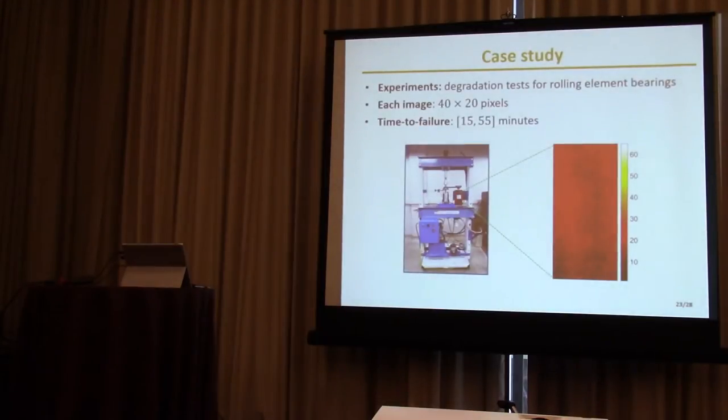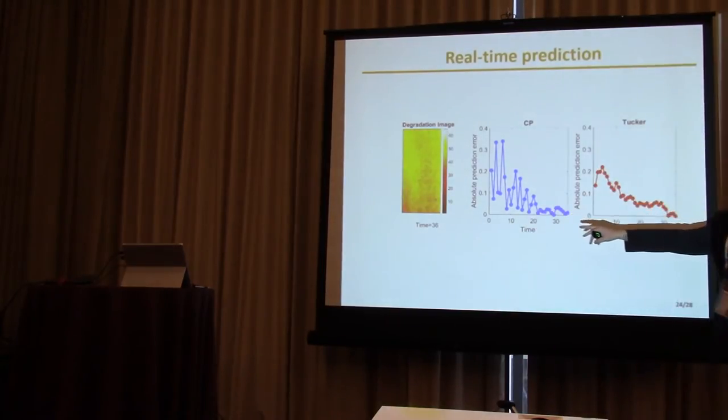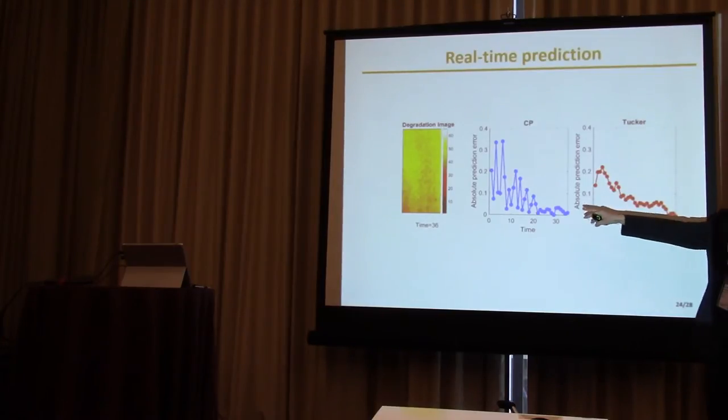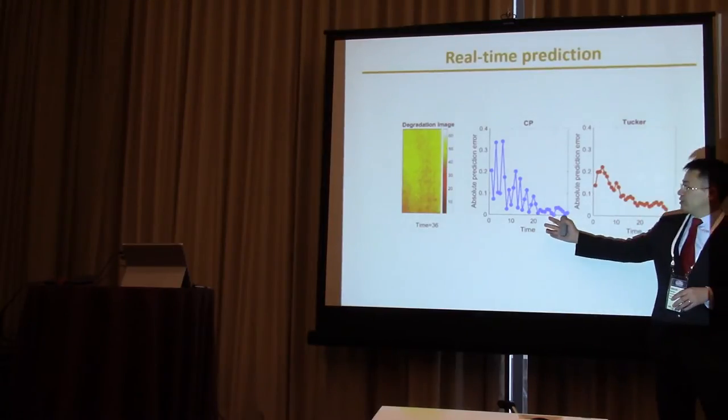And next, we show a case study using the data set from a degradation test of rolling element bearings. Each image is 24 by 20 pixels, and the failure time is between 15 and 55 minutes. We use leave-one-out cross validation to test the performance of our model, and for each test signal, we do real-time prediction. That is, when we observe new real-time signals, we can predict its TTF using CP and Tucker decomposition, and calculate their prediction errors. You can see that in the case study, Tucker works better than CP, especially at the beginning.